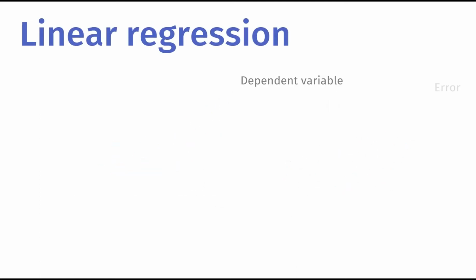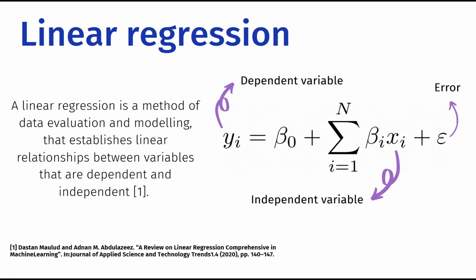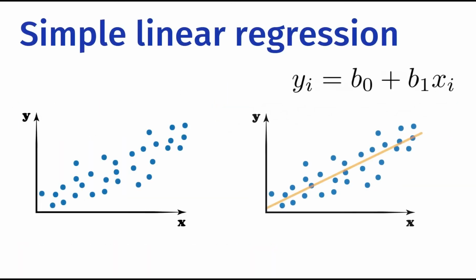A linear regression, simple or multiple, is a method of data evaluation and modeling that establishes linear relationships between variables that are dependent and independent. It is relevant to note that independent variables are correlated with dependent variables through an equation. The most basic case of linear regression is the simple linear regression. In this case, there is only one independent variable.